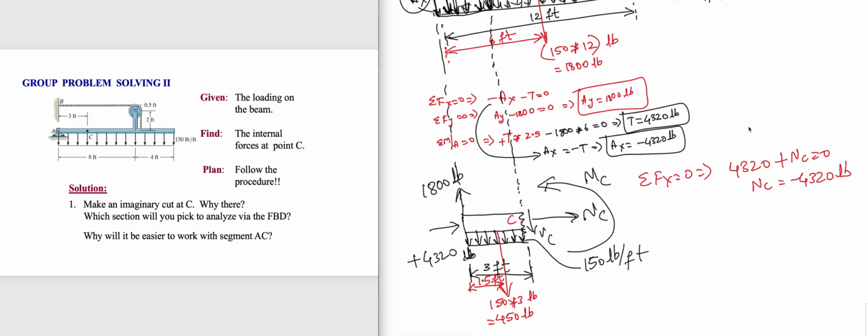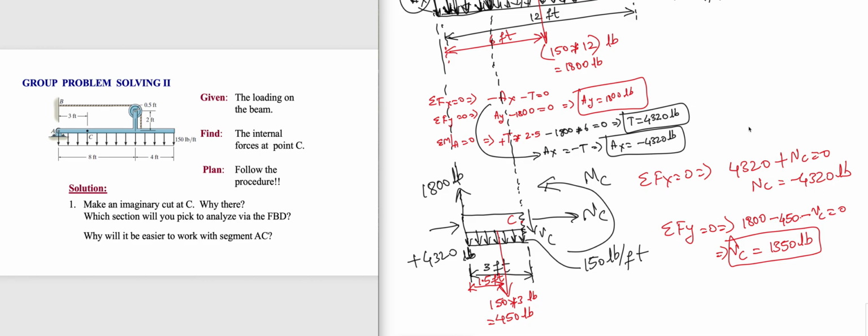Now, if we take sigma Fy equal to 0, we have positive 1800, negative 450, negative Vc equal to 0. That implies Vc would be 1800 minus 450. We get 1350 pounds. So that is the correction that I want you to make, and that is an important thing that you need to understand.